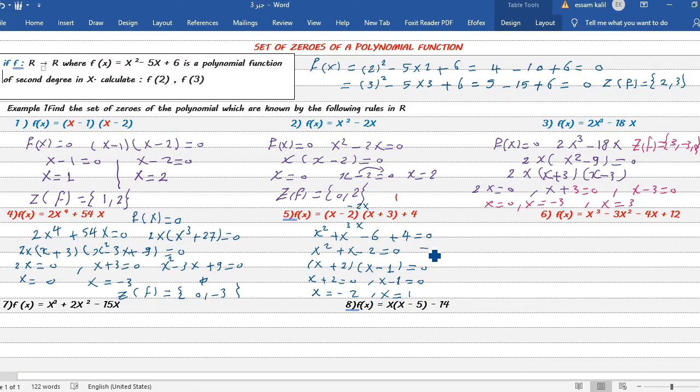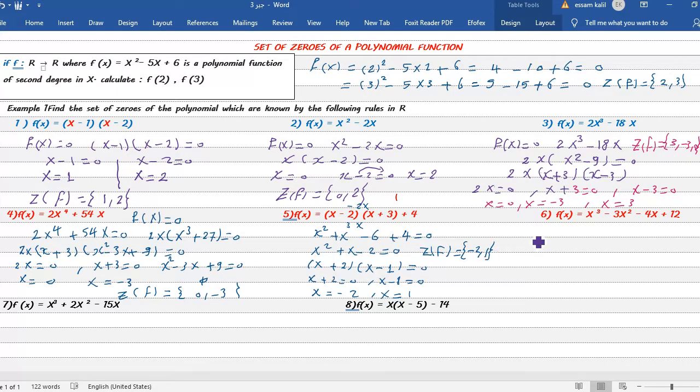So the set of zeros of this function equals what? Negative 2 and 1.